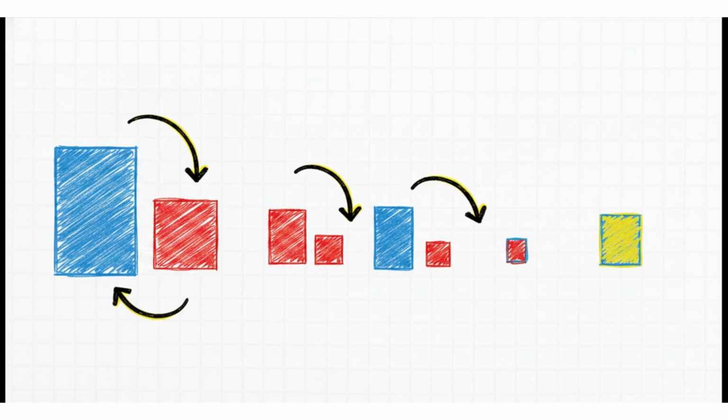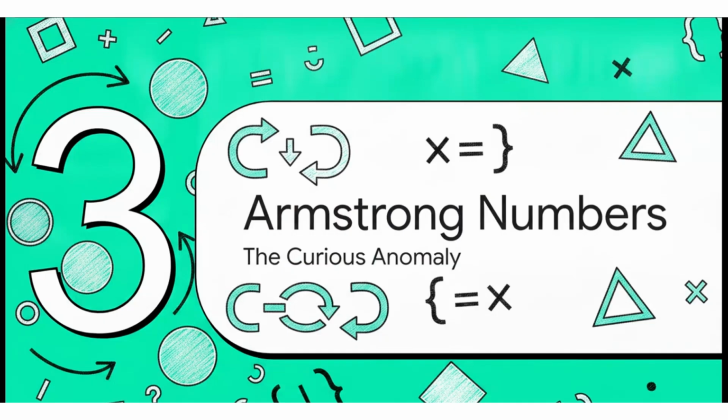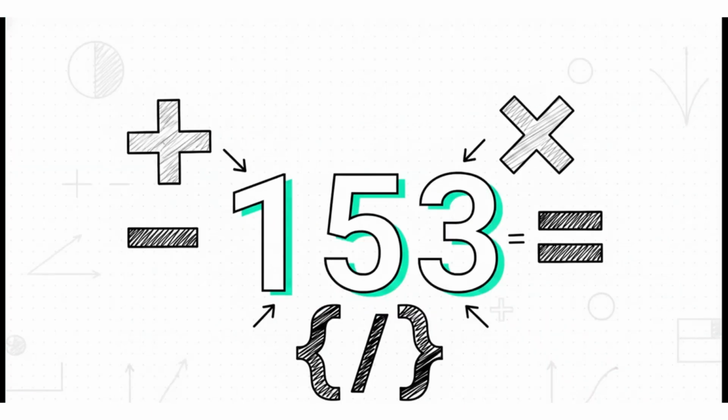There's no checking every single number, we go straight to the mathematically guaranteed result. Section 3. Decoding Armstrong Numbers. Let's take a look at a rather curious mathematical anomaly. Consider this specific integer, 153. In the world of computer science, this number is actually something of a celebrity. It's often called an Armstrong number, or sometimes a narcissistic number.